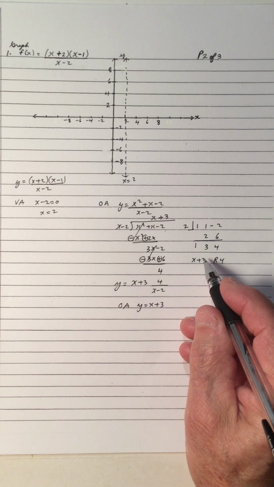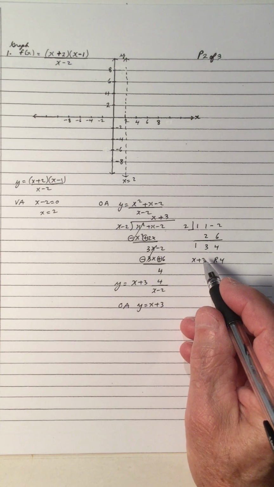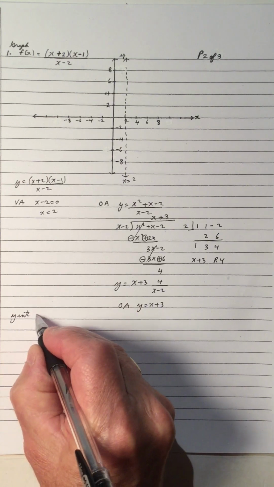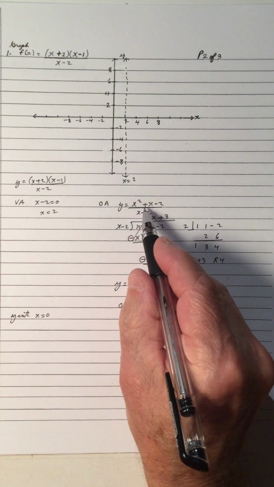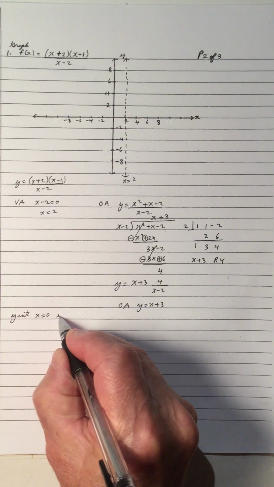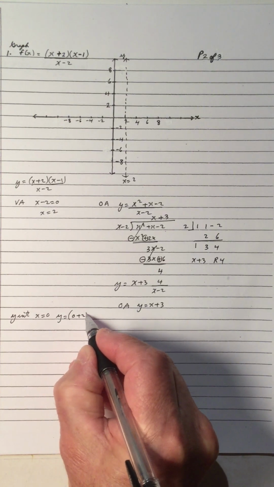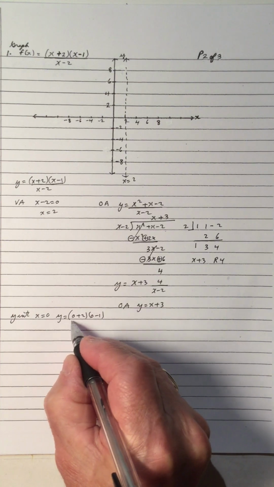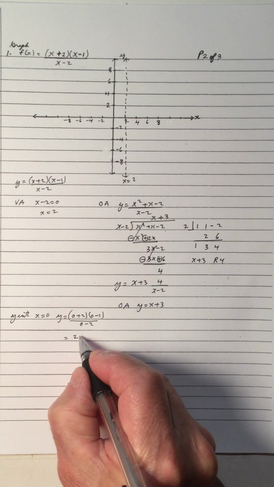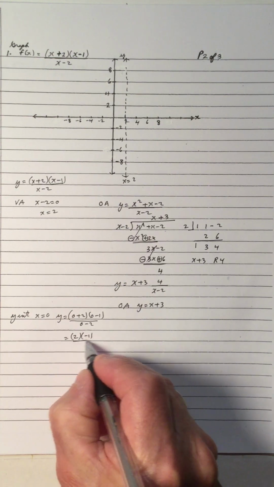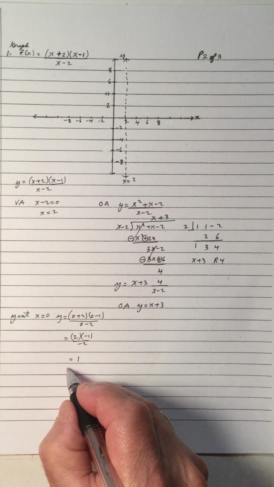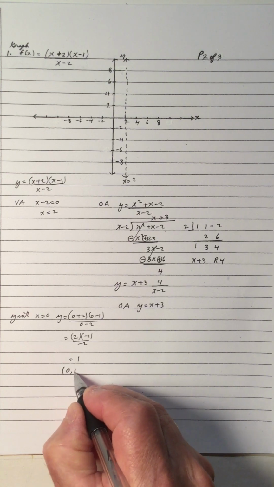oblique asymptote. And so now let's go to finding the y-intercept. So the y-intercept is when x is equal to 0. So you can take this equation or this equation and let x equal 0. So let's take this one. So we got y is (0 plus 2)(0 minus 1) over (0 minus 2). So that's 2 times negative 1 over negative 2. And that comes out to be negative 2 over negative 2, which is 1. So when x is 0, y is 1.